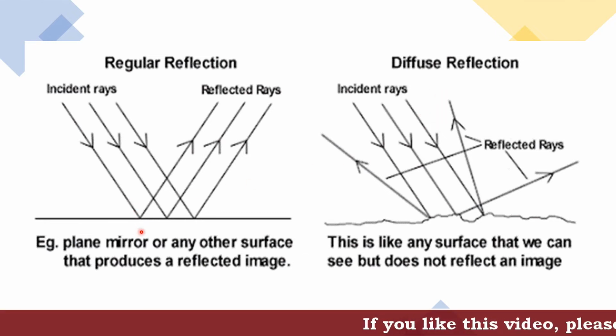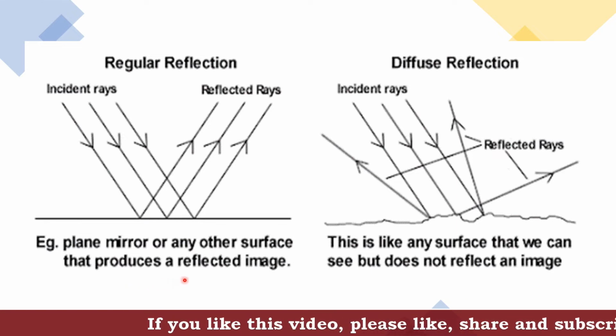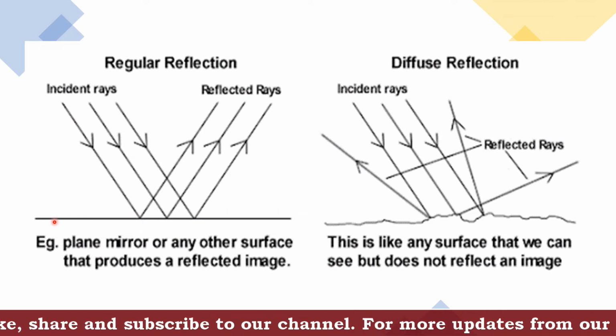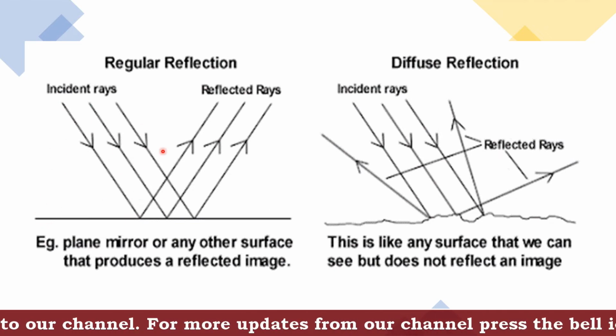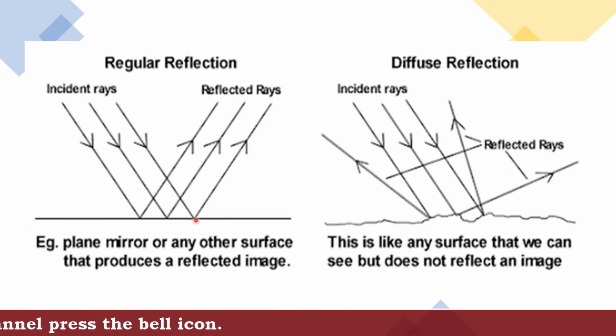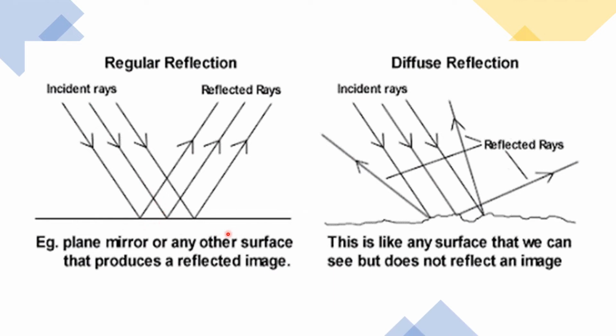So in the case of plane mirror or any other surface that produces a reflected image, see, these are the incident rays and these are the reflected rays. Here we are taking a plane mirror and incident rays fall on the reflecting surface of the plane mirror and they are reflecting. So these are the reflected rays. Here during regular reflection all these incident rays are parallel after reflection. So this is about the regular reflection.